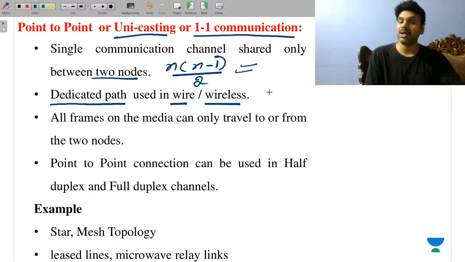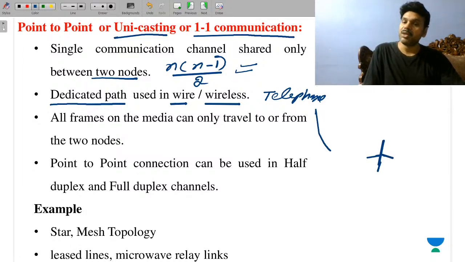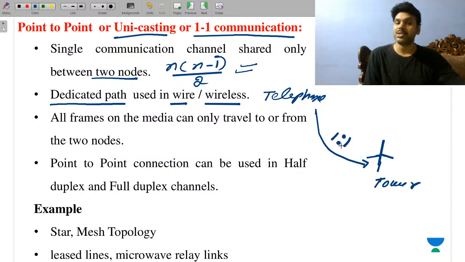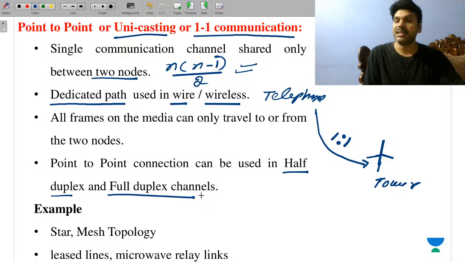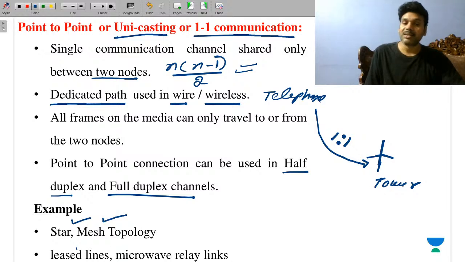Dedicated path means what? For example, I am the member, I have the telephone, and here is the tower. Please understand: from this telephone to this tower, you are supposed to have a dedicated channel. That's why it is called the one-to-one concept. This can be used in half duplex and full duplex mode, which we will learn in this session. And what are the real-time examples? Star and mesh, as well as leased lines and microwave links.